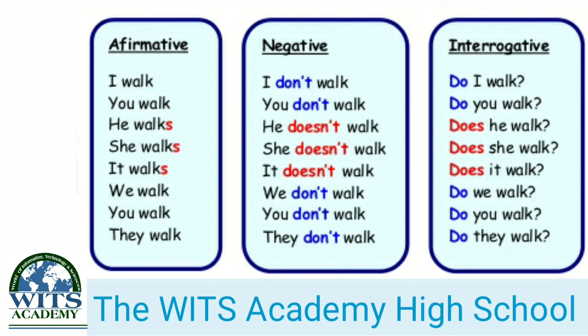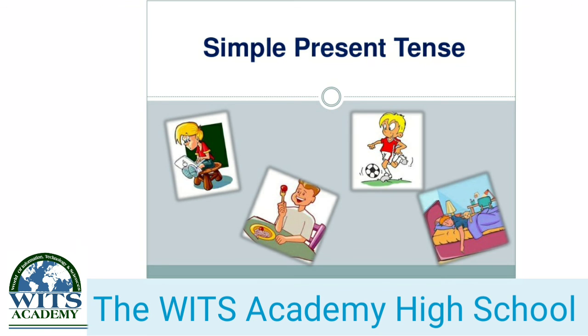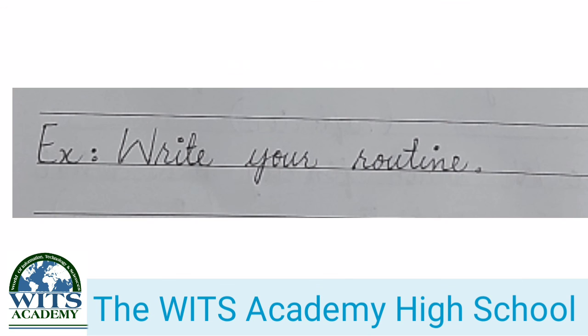Look, did you notice one thing? We have put a question mark at the end of interrogative sentences. Okay, because these are questions. At the end of interrogative sentences, we always put a question mark. Okay, students? It was all about present simple tense, and I really hope that you all have understood it very well. Okay, now here is your assignment.